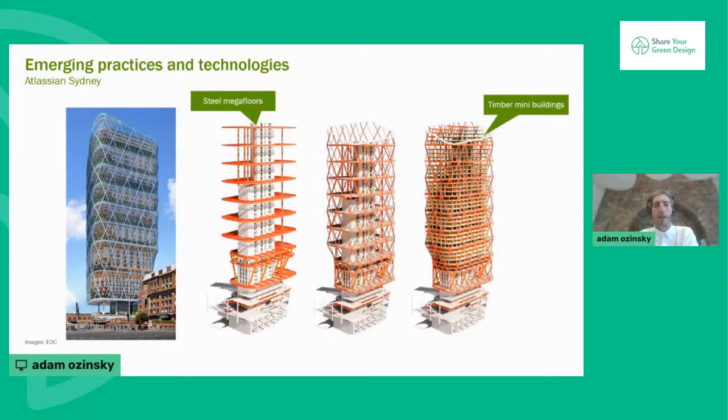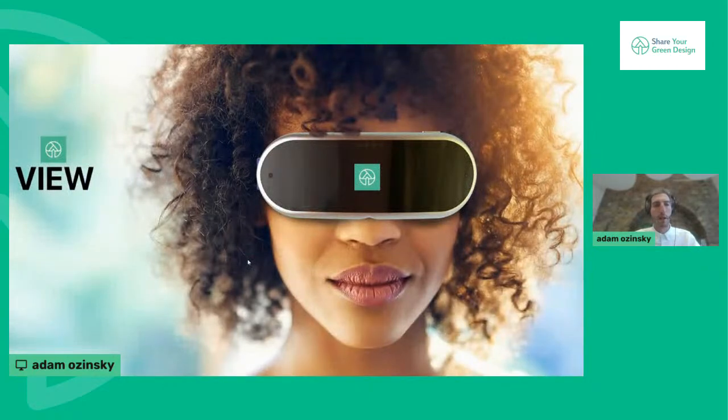Down in Sydney, we've seen the combination of materials, using timber and steel in combination. This is Atlassian in Sydney, where they've proposed I think 4-story steel mega floors. Then within each of these mega floors, they've got timber mini buildings. So getting away from some of the fire issues they had over there, and combining the properties of timber and steel, and reducing waste.